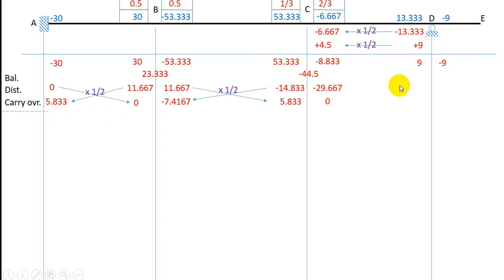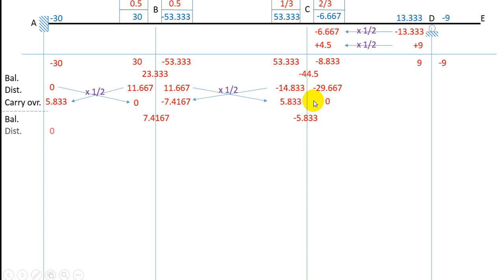First iteration is over. Now let us go to the next iteration, the second iteration, which has its first step as balancing. Now these are my unbalanced moments, 0 and minus 7.4167, and thus to counteract this my beam has to provide a clockwise moment of 7.4167, and here my beam has to provide an anti-clockwise moment of minus 5.833 to balance this unbalanced moment.